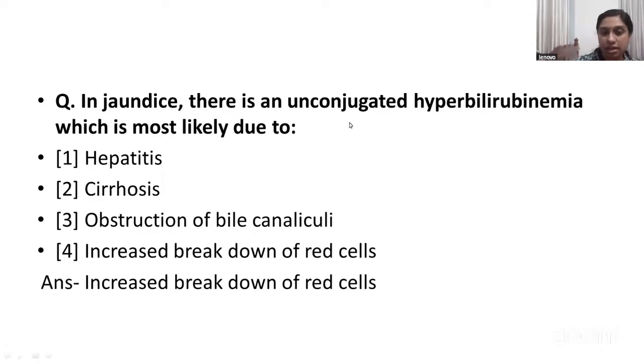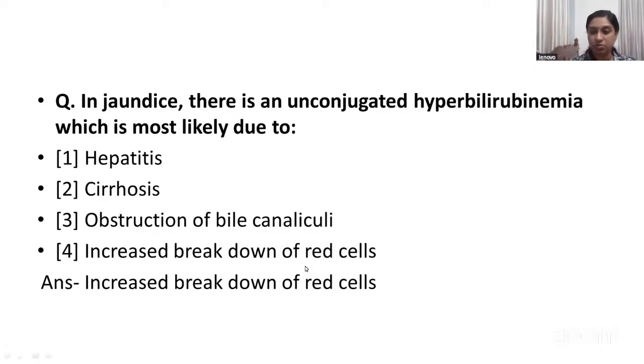In jaundice, there is an unconjugated hyperbilirubinemia, which is most likely due to: the options are hepatitis, cirrhosis, obstruction of bile canaliculi, and increased breakdown of red cells. So the answer here is increased breakdown of red cells. Okay, so there are different types of jaundice. The first one is the prehepatic, second is the hepatic, and third is the post-hepatic or the obstructive type of jaundice. Okay, so here they are asking about the unconjugated hyperbilirubinemia.